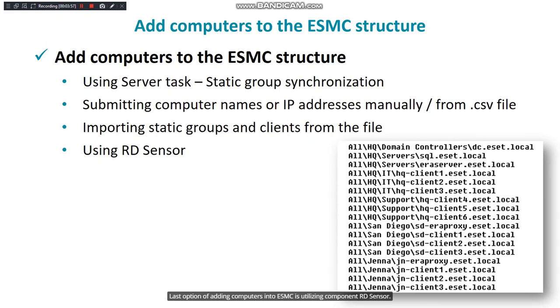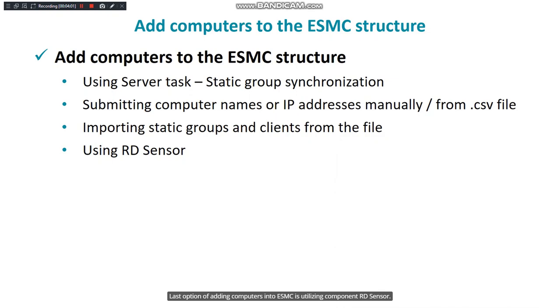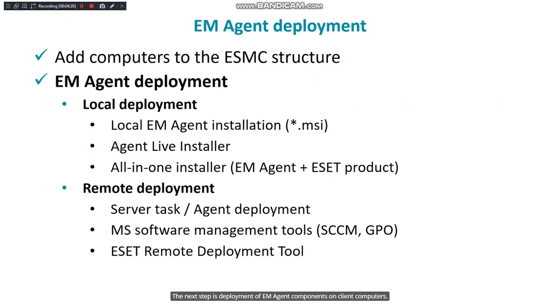The last option of adding computers into ESMC is utilizing component RD sensor. RD sensor is by default a passive listener of network communication that uses WinPcap technology. It reports to ESMC server all communicating devices in the network. The next step is deployment of EM agent components on client computers.